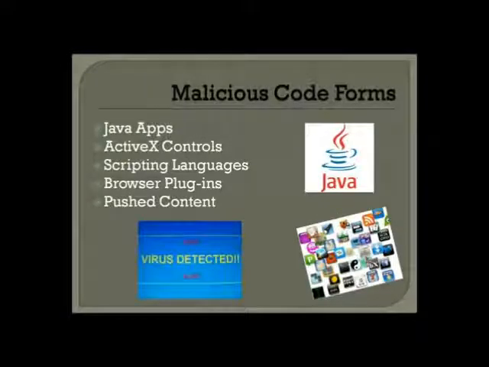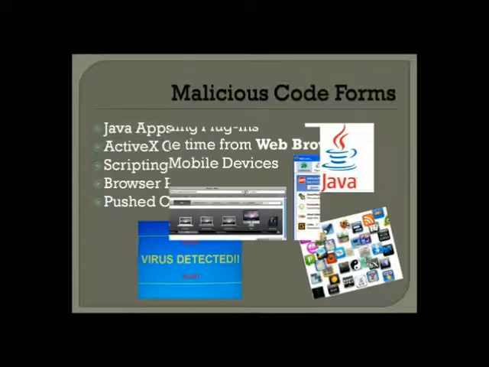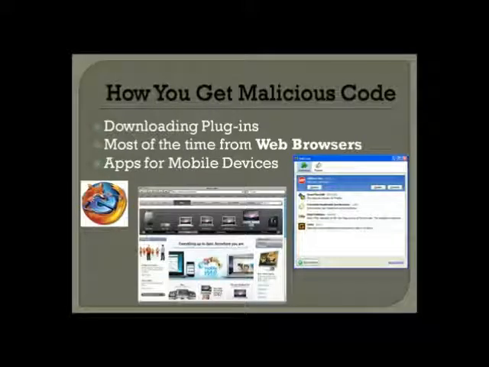They come in different forms. You can get them through your Java apps, through ActiveX controls, through scripting languages, through browser plugins, one of the big ones, and also pushed content. Different ways you can get it is by downloading plugins for Firefox. Most of the time they come from the web browsers. You're surfing the internet, a window pops up and says your computer's been infested, and click OK, and they want your credit card information, and then they can get your computer cleaned up. And then also the apps for your mobile devices now. I know Apple and Android devices are having a lot of problems right now. People are stealing people's information when they download and install one of your apps that you created.